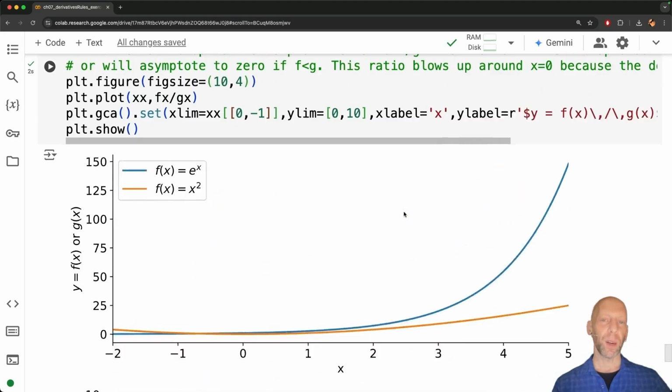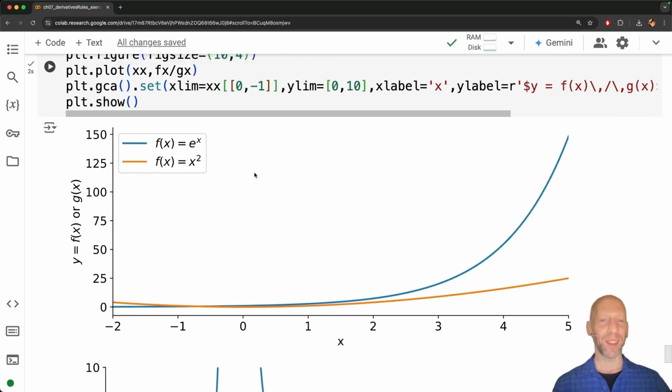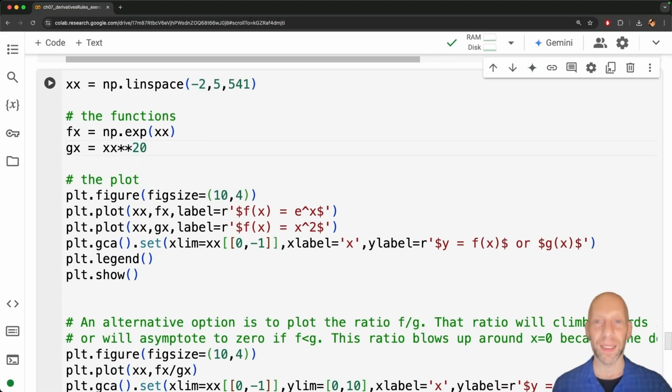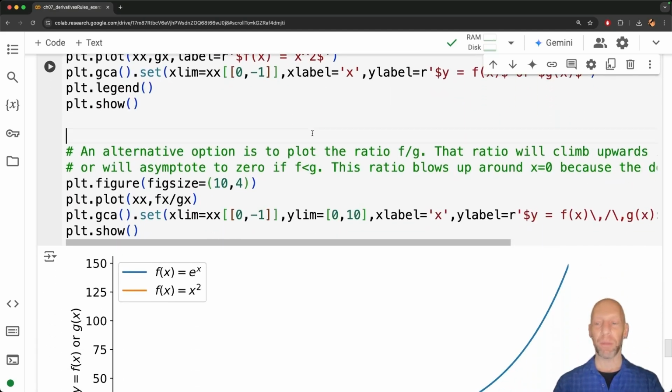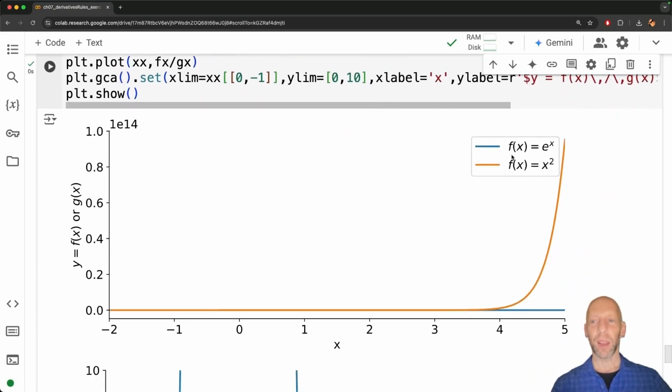Okay, so now, maybe you think that this is not so impressive because x squared is not such a fantastically large number. Let's try x to the power of 20. Now what's going to happen? Again, the question is whether e to the x or x to the power of 20, which one of those two is going to grow faster to infinity? Let's plot this again. Okay, here we see it looks like the opposite pattern is emerging.